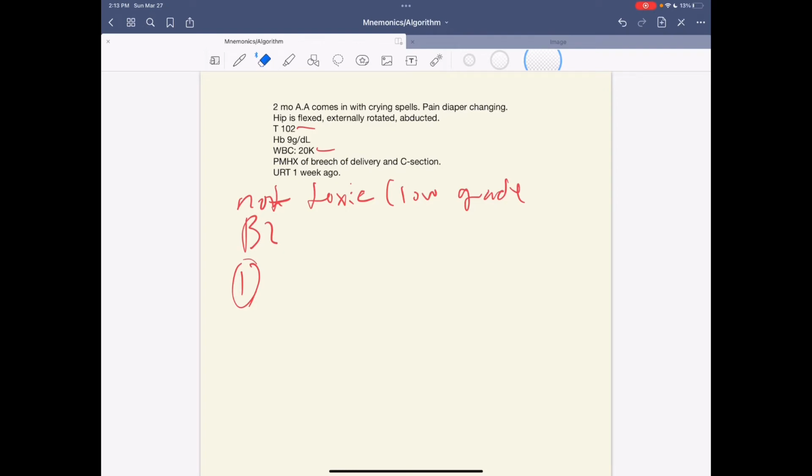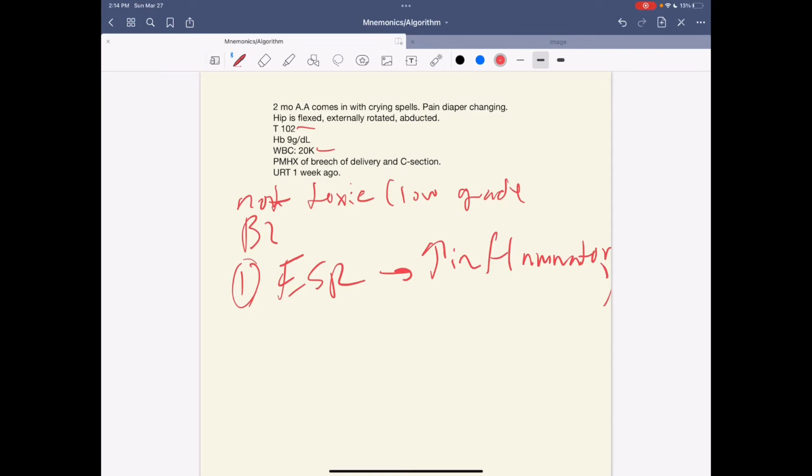But on labs, they like to confuse students. ESR is elevated, which is ESR never tells you anything. It just says that there's a lot of inflammatory response. Don't get me wrong, ESR is important, but in this case, with any inflammation in the body, ESR will be elevated. So it's not much. Bottom line is the labs will not show as much as they would for septic arthritis.